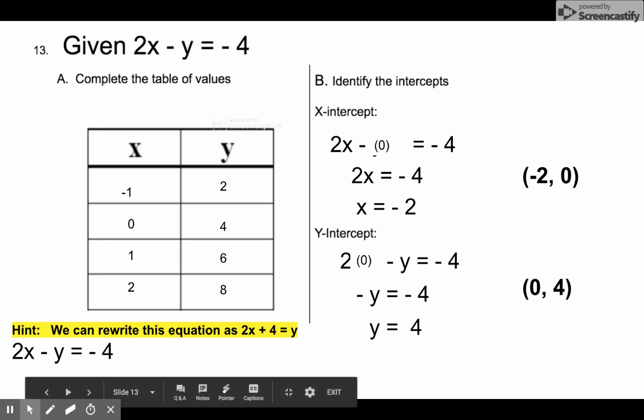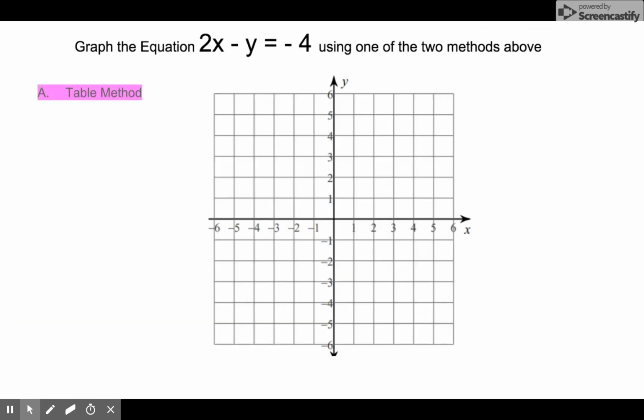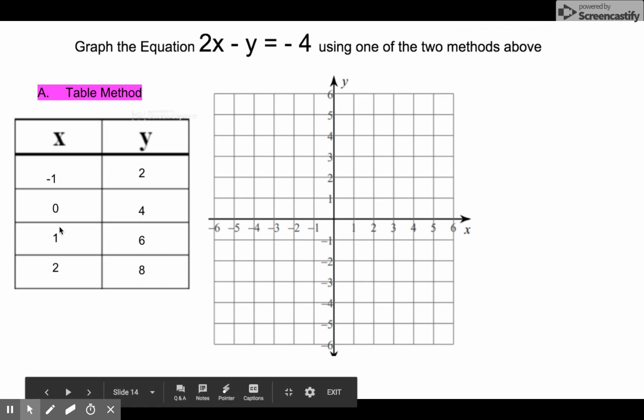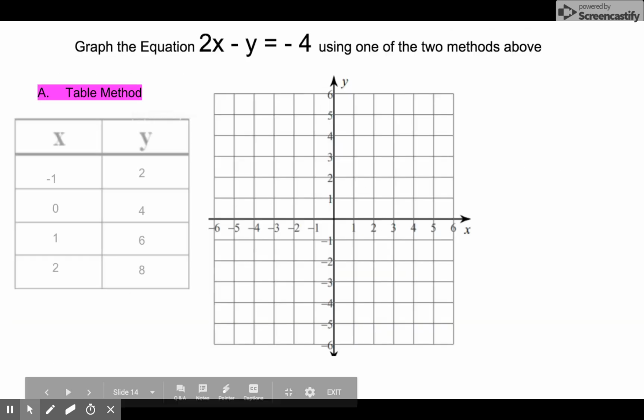So if we flip to the next slide, all I'm doing is just moving the intercepts in the table to the graph slide. So this was our table method. This was from the last slide. If you remember, I just moved it over here.